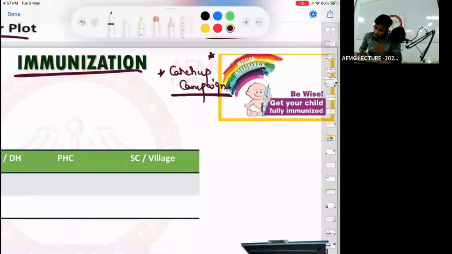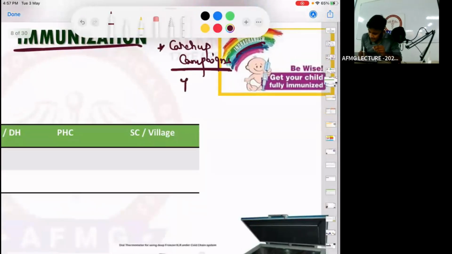How many vaccines were included? First, 7 vaccine preventable diseases were included, and those were BCG, OPV, diphtheria, pertussis, tetanus, hepatitis B, and measles. Easy. BCG, OPV, DPT: diphtheria, pertussis, tetanus, hepatitis B, and measles. No issues with this. So these were the 7 vaccines included in this program.